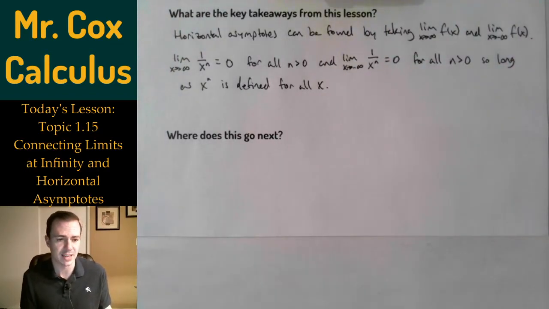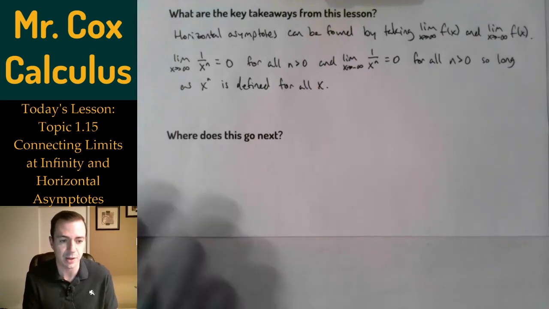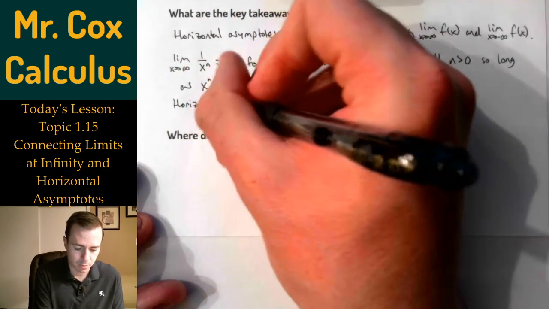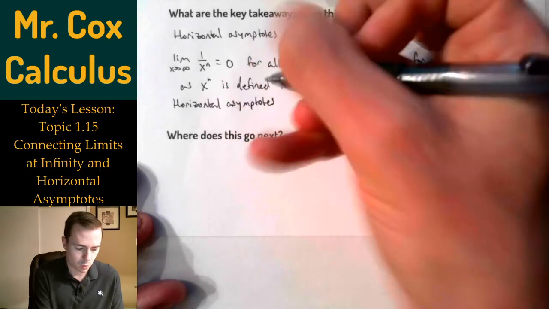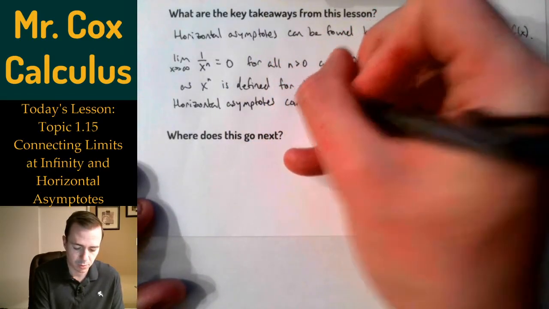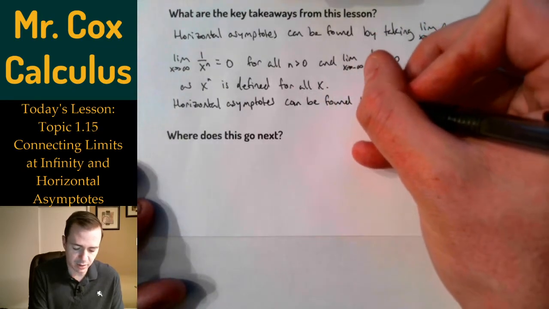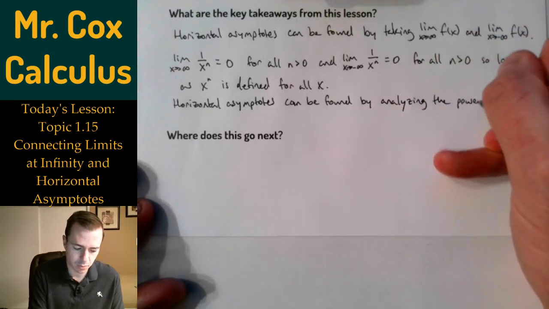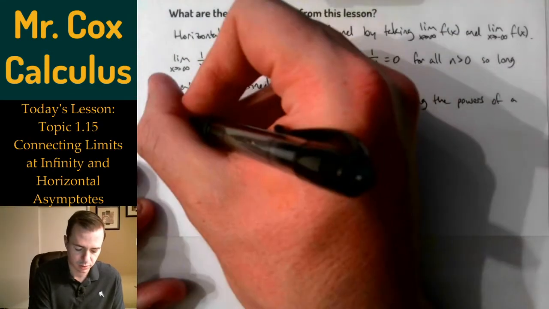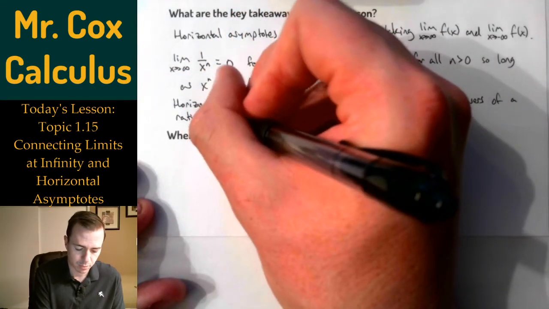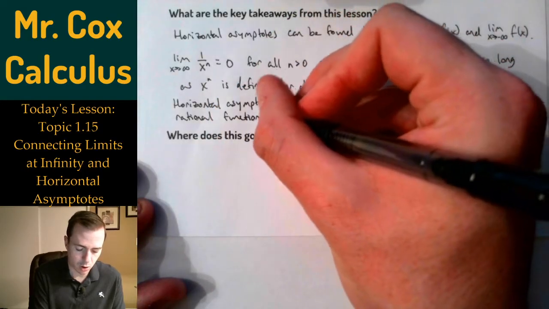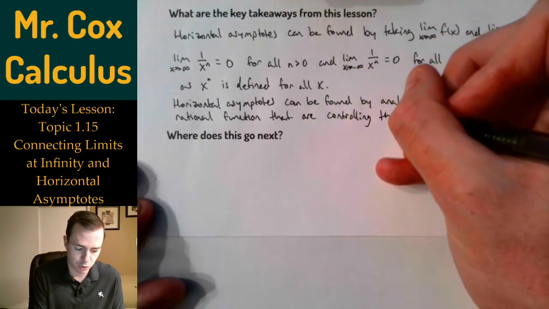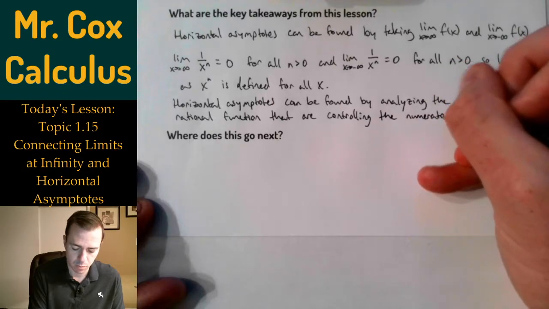And then really the last idea, just kind of this intuitive strategy that you develop as you look for these, the idea that horizontal asymptotes can be found by analyzing the powers of a rational function that are really the parts that are in control, that are controlling the numerator and the denominator.